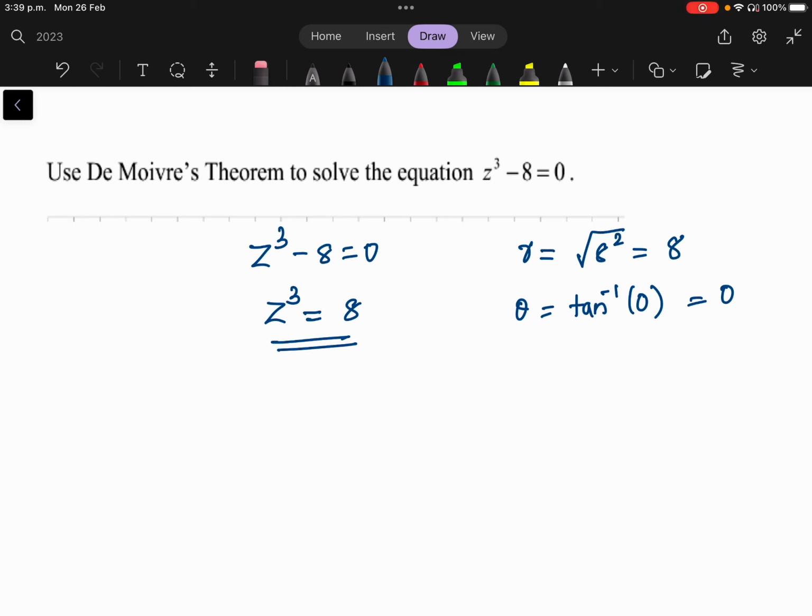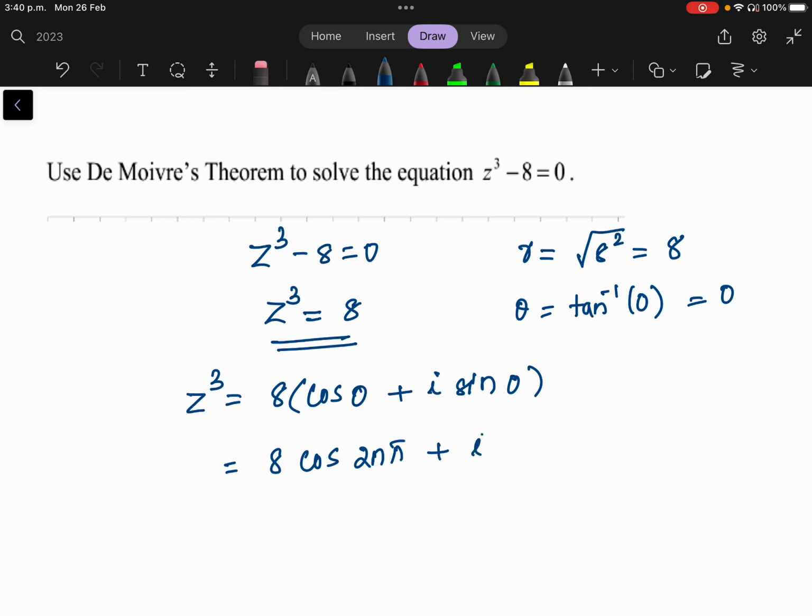Then you have to write this equation in polar form. So you write z cubed is equal to 8 written in polar form, so that is 8 cos 0 plus i sin 0. And then you have to write it in a general form, which is 8 cos of 0 plus 2n pi, plus i sin 2n pi. So that is how you always write it. The general form is 2n pi, so you add it to the normal one.